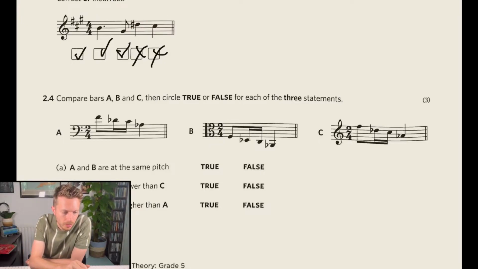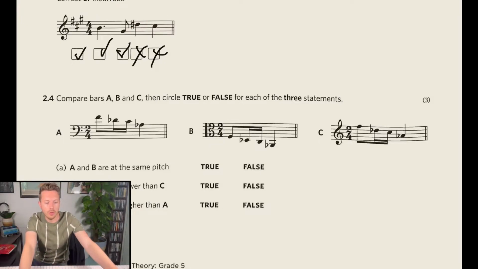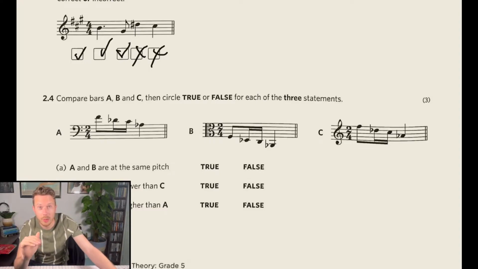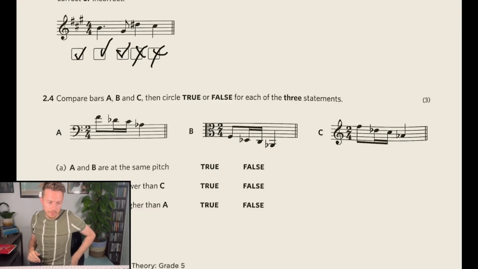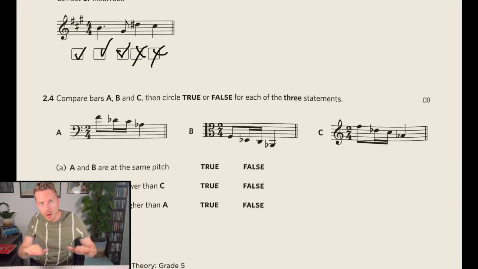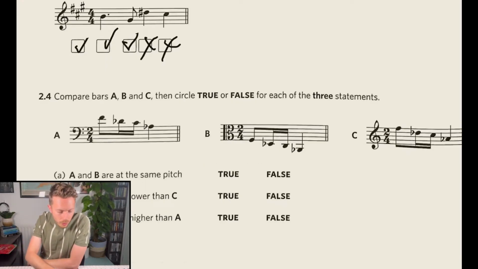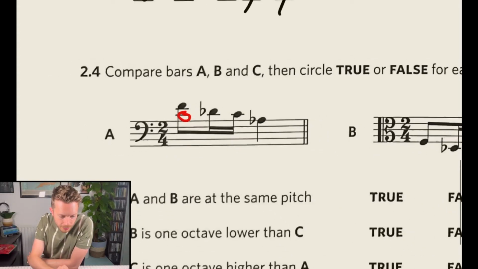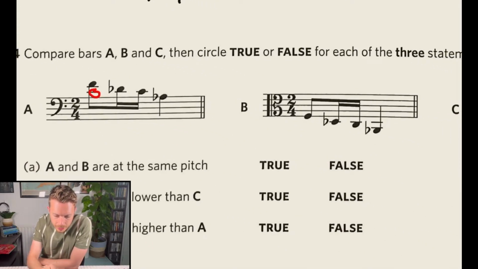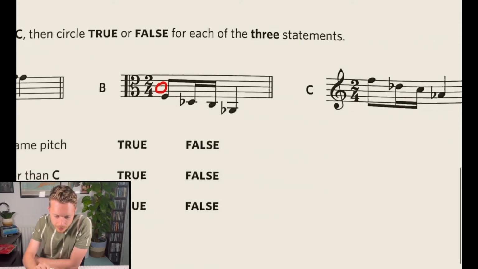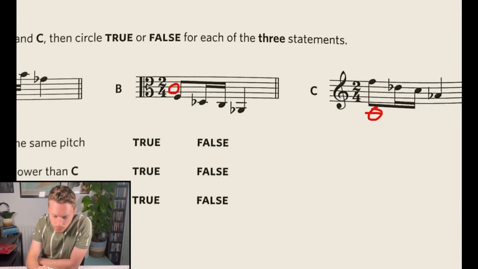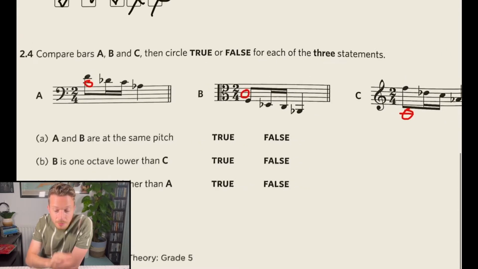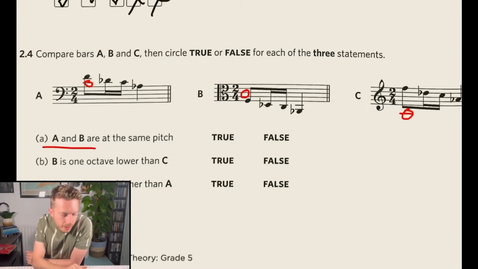Okay, quickly going on to the next one, 2.4. This is where we are relating the pitches to each other. The best thing I find for this question is to imagine where middle C is. Middle C in the bass clef is here, middle C in the alto clef is here, middle C in the treble clef is here. So we can see visually whether they're higher or lower than it.